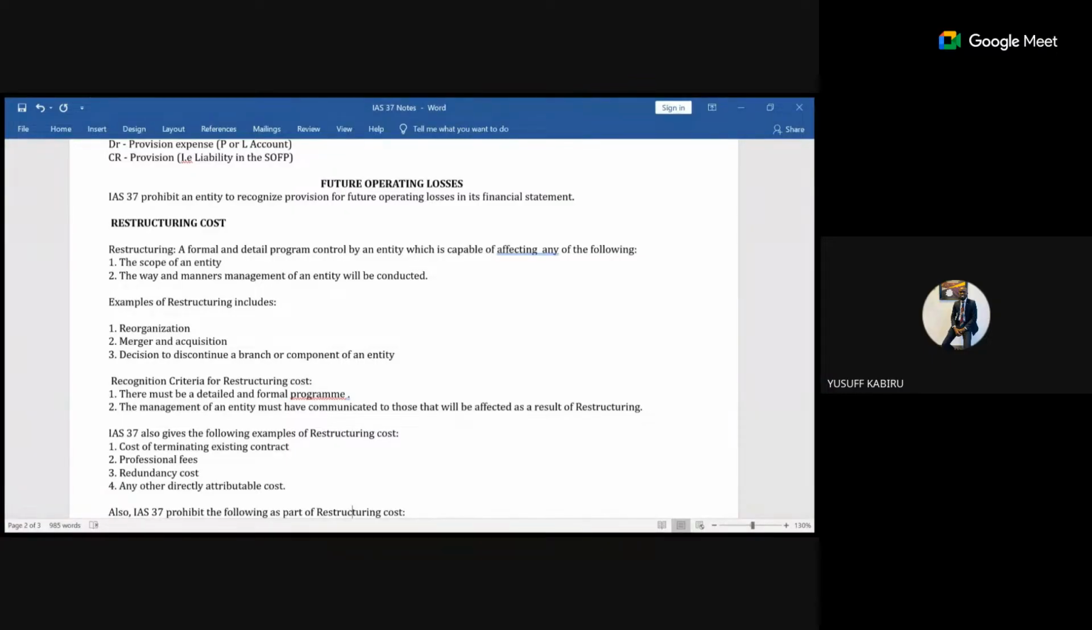Yes, a good example is a compensation cost. The cost of compensating your staff that lost their job as a result of that restructuring. You have to incur a redundancy cost. So IAS 37 says it is part of the restructuring cost. Then any other directly attributable cost.